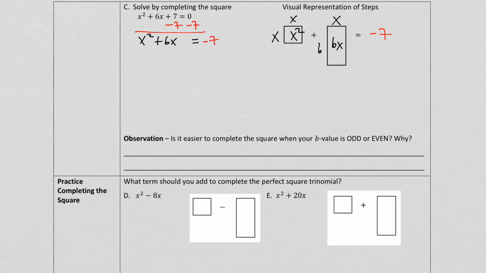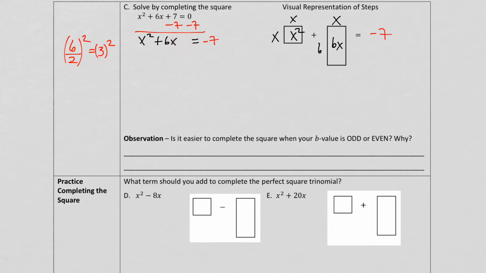Next in the process, we're told to identify the b number. That's going to be 6 in this case. I'll put it here on the side. So our b value is 6. We're going to divide it by 2 and then square it. By doing this, guys, that's how we complete the square. So we take the b value, we divide it by 2, so it's 6 divided by 2, and then we square it. By adding this value, which happens to be 3 squared, to both sides of the equation, this is what's going to complete the square.